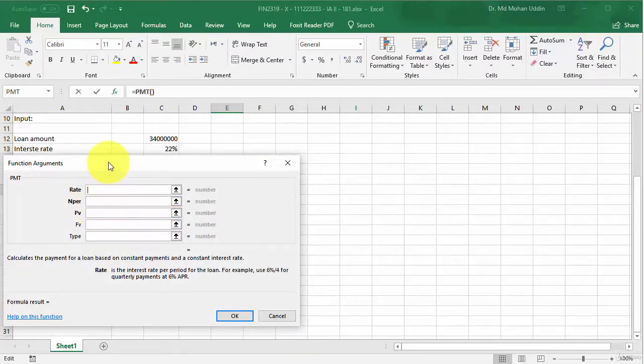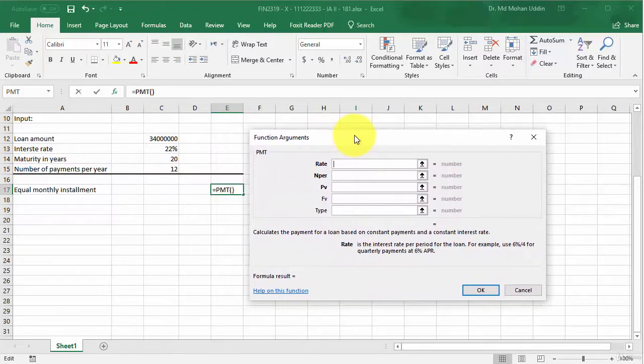Now we have got several areas of input here. You can get the explanation here. Rate is the interest rate per period for the loan. For example, use 6% divided by 4 for quarterly payments of 6% APR. So in this case, the example clearly shows that if the yearly rate is 6% but the payment is quarterly, then we have to calculate the applicable quarterly rate.